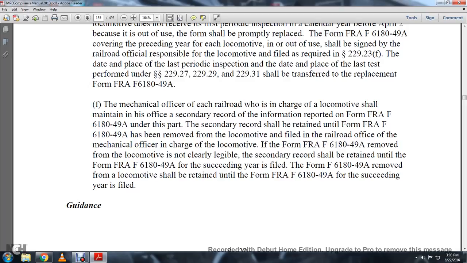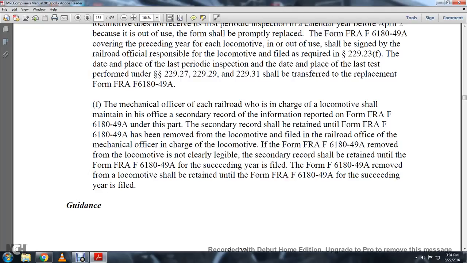The mechanical officer of each railroad who is in charge of the locomotive shall maintain in his office a secondary record of the information reported on the FRA Form 6180.49A. Under this part, the secondary record shall be retained until the FRA 6180.49A has been removed from the locomotive and filed with the railroad office of the mechanical officer in charge of the locomotive.